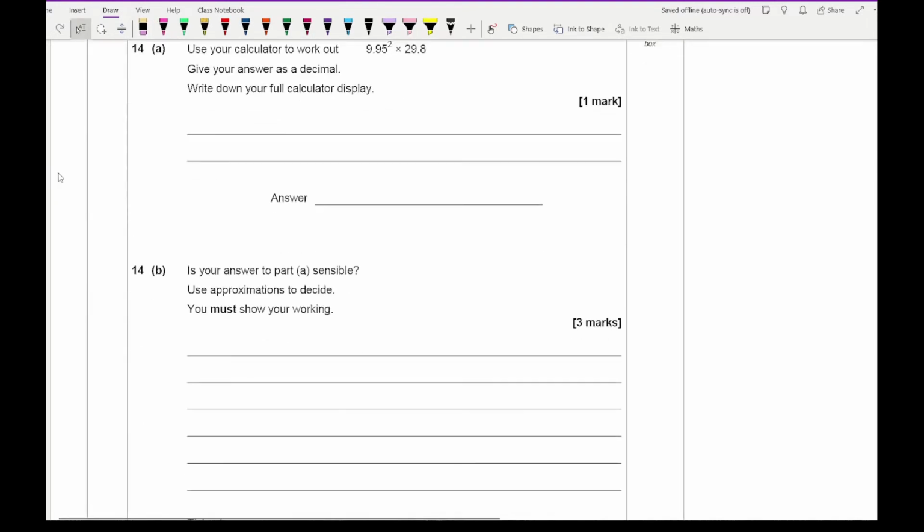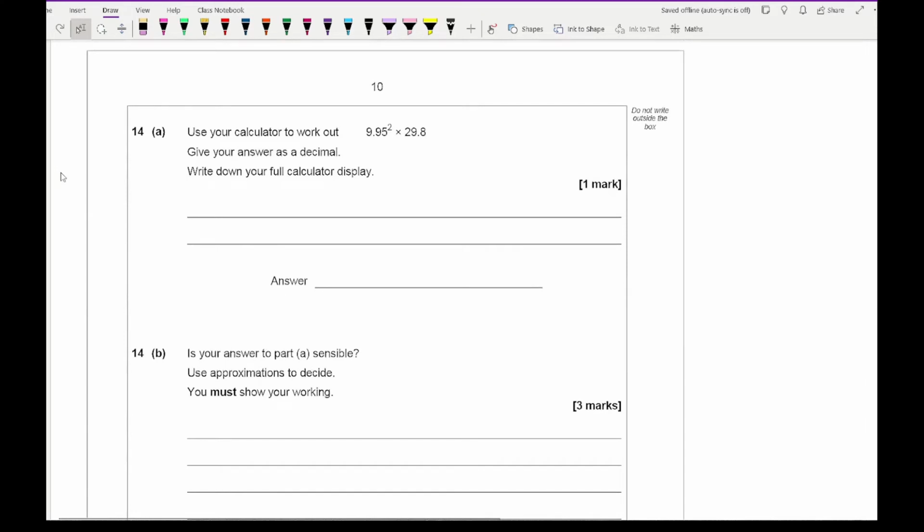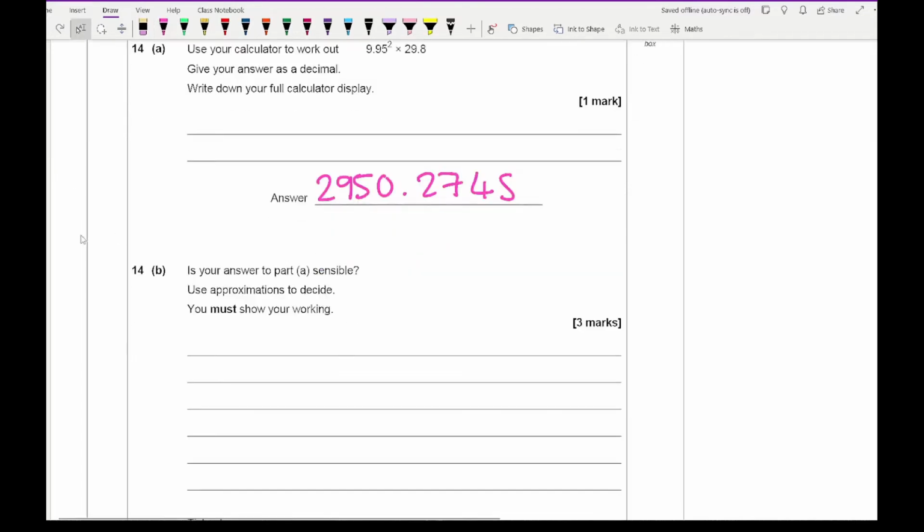So question 14a, it says, use your calculator to work out 9.95 squared times 29.8. Write your answer as a decimal. Write down your full calculator answer. So for this, you should have 2950.2745.